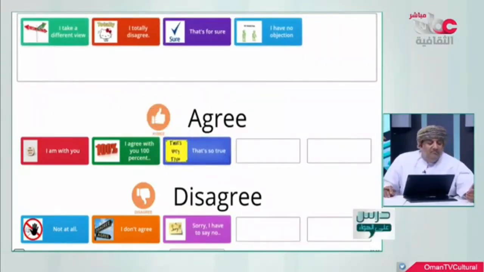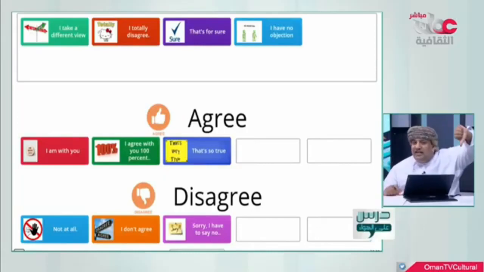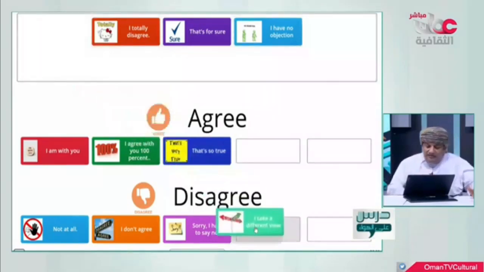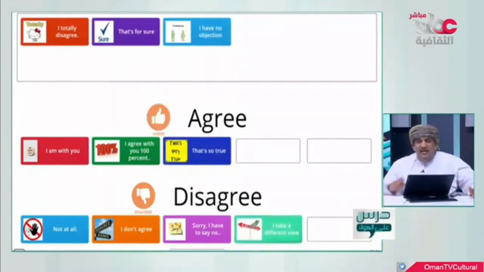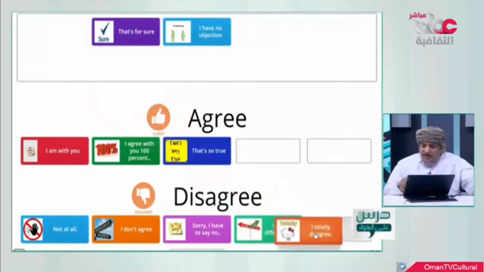Okay. "I take a different view." You are going this side, I am going this side. So you are agreeing or disagreeing? If you are here and you go to the other side, you are disagreeing. Thank you. Okay. "I totally disagree. It's obvious. It's clear." So agreeing or disagreeing? It's disagreeing. You know from the word disagree.